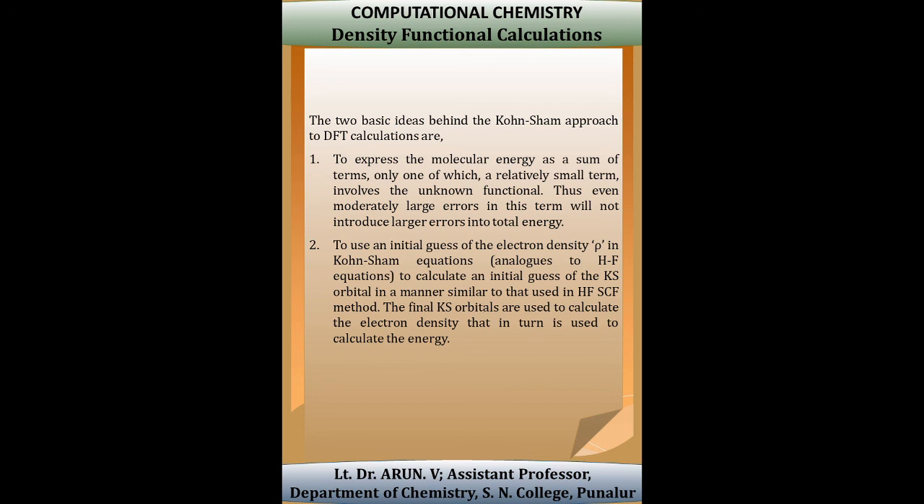Second, to use an initial guess of the electron density rho in the Kohn-Sham equations, which are analogous to the Hartree-Fock equations, to calculate the initial guess of the Kohn-Sham orbitals in a manner similar to that used in the Hartree-Fock self-consistent field method. The final Kohn-Sham orbitals are used to calculate the electron density, which in turn is used to calculate the energy.